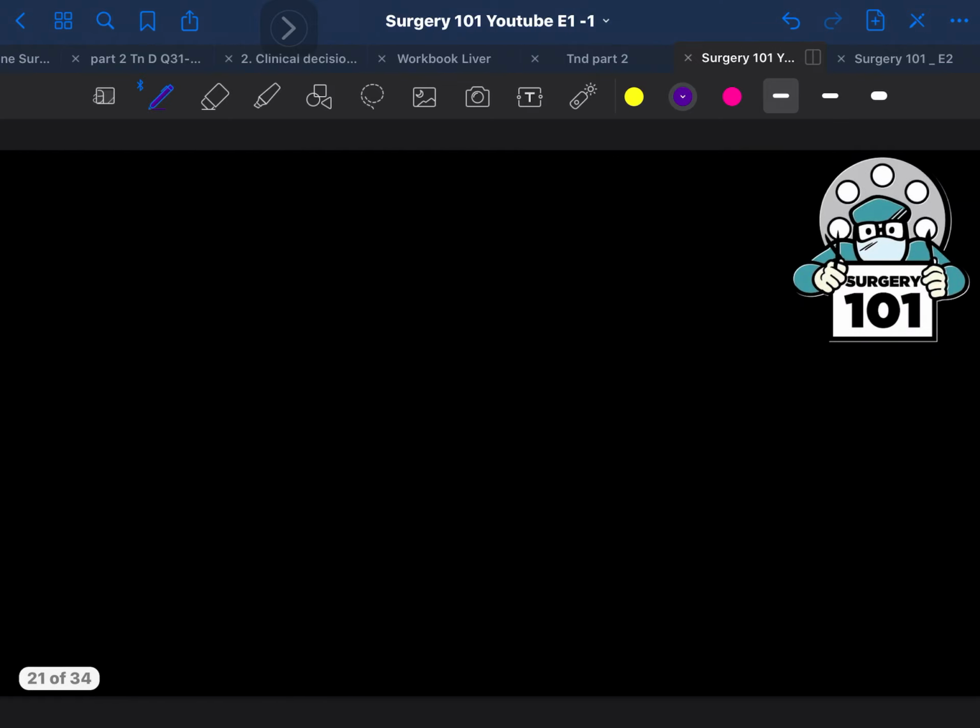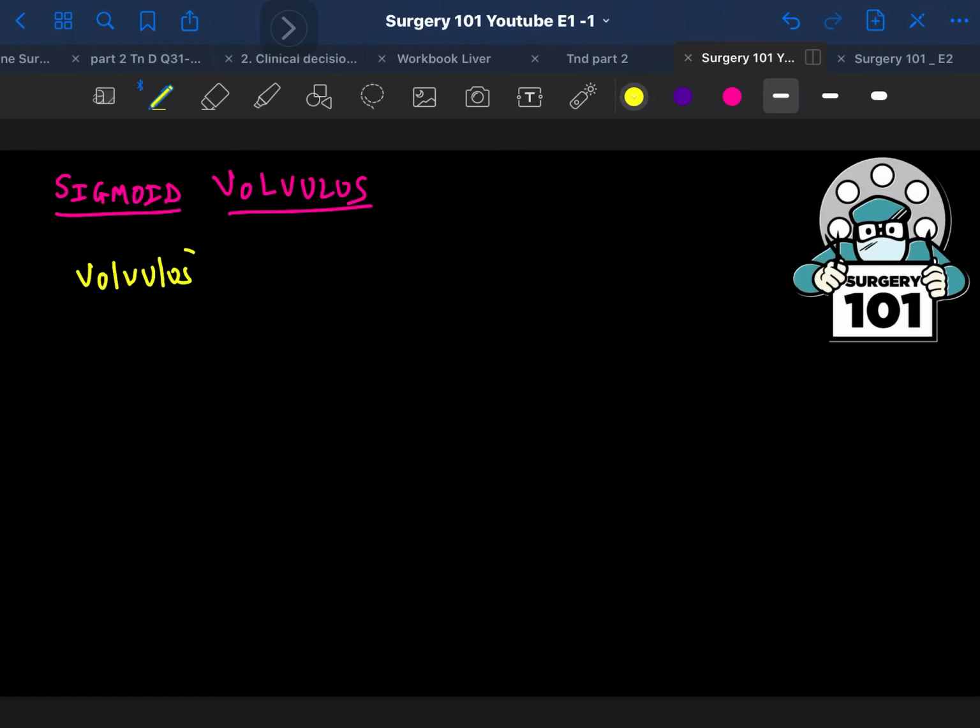Now, let us talk about the sigmoid volvulus. First of all, what do you understand by volvulus? Volvulus basically means twisting on its own axis. So a sigmoid volvulus means the sigmoid is twisting on its own axis.